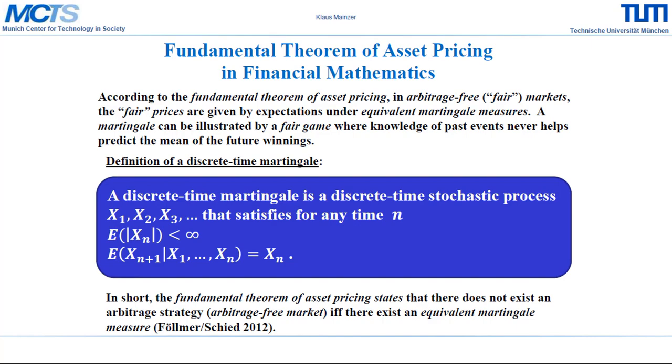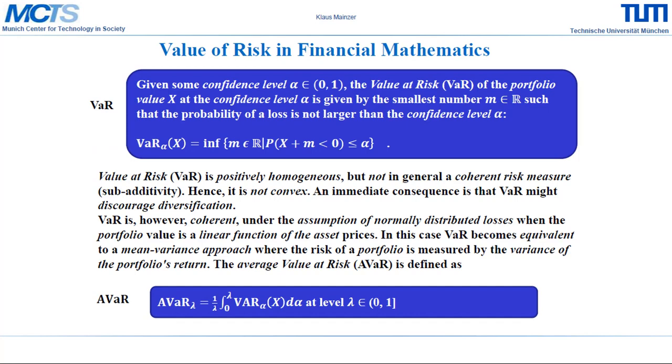I will not go here into the detail, but I would like to mention another result of financial mathematics, which I considered and I saw there will be a lecture on convex constructive mathematics, and I think this result relates to these theorems. It concerns the concept of value at risk, and perhaps you know value at risk is a very fashionable and often used concept in financial mathematics. Roughly speaking, it means that the value at risk of a portfolio at a certain confidence level is given by the smallest number such that the probability of a loss is not larger than the confidence level.